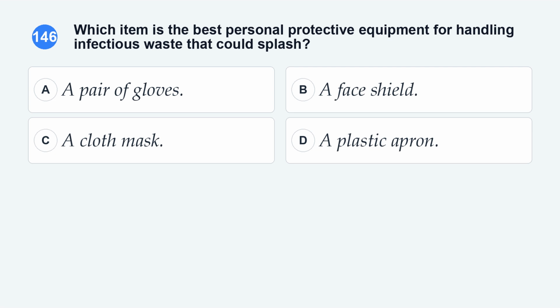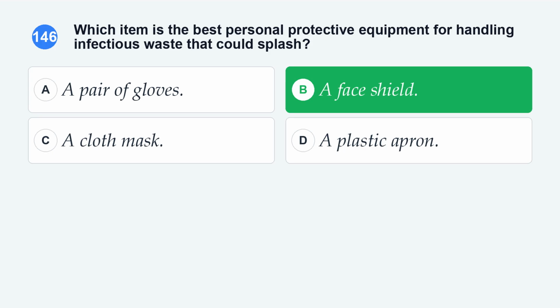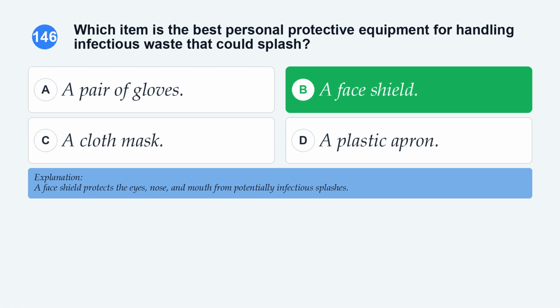Question 146. Which item is the best personal protective equipment for handling infectious waste that could splash? Option A, a pair of gloves. Option B, a face shield. Option C, a cloth mask. Option D, a plastic apron. The correct answer is option B, a face shield. Explanation. A face shield protects the eyes, nose and mouth from potentially infectious splashes.